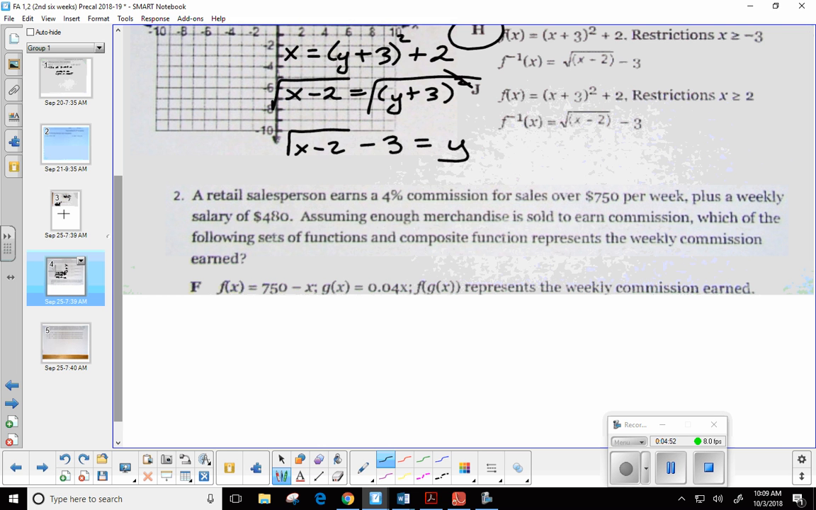Now, because we guaranteed that this was a function, my last step is to replace y with that inverse notation. You notice the square root of x minus 2 minus 3 is what we did end up with when we chose h. Okay. All right. Questions.